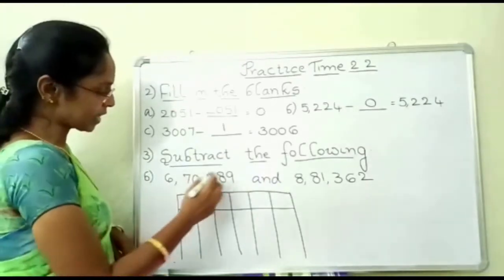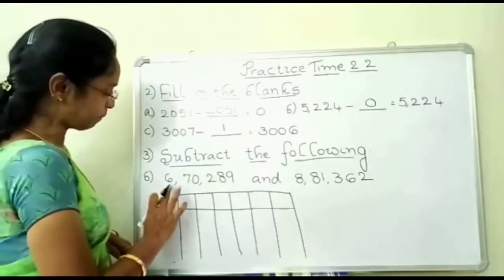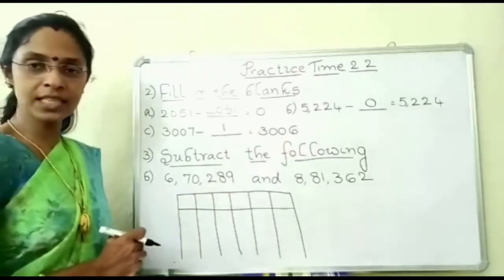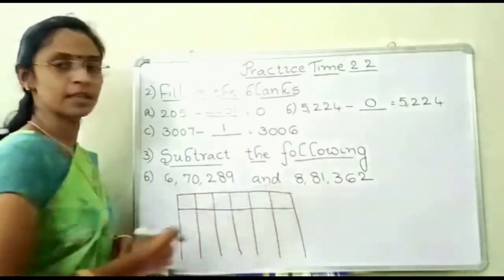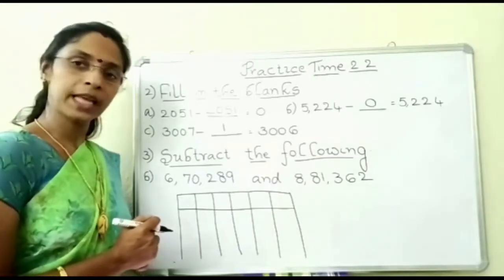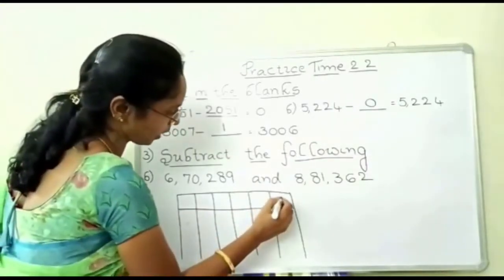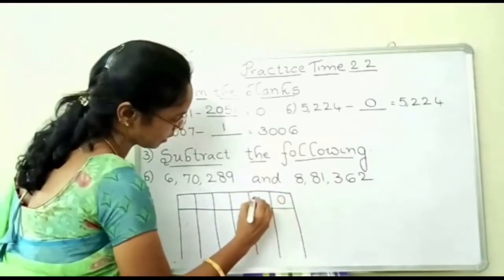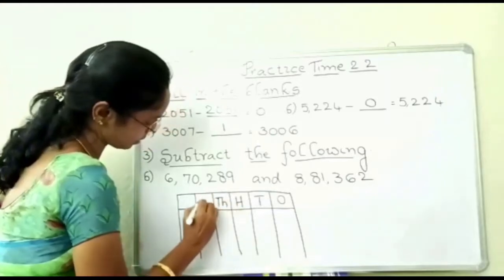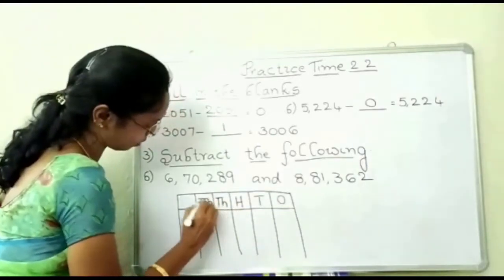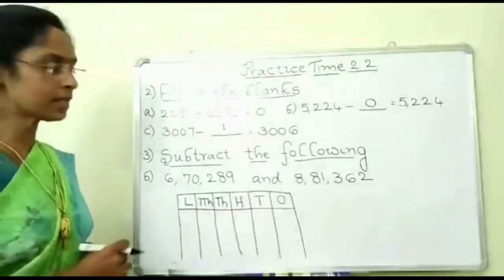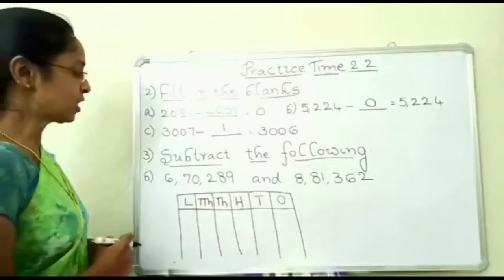So how many digits are there, children, in the given numbers? 1, 2, 3, 4, 5, 6. 6 digits. Here also 6 digits. So the highest place value in a 6-digit number is, yes, lakhs place. So write down the places: ones, tens, hundreds, thousands, 10,000s and lakhs.